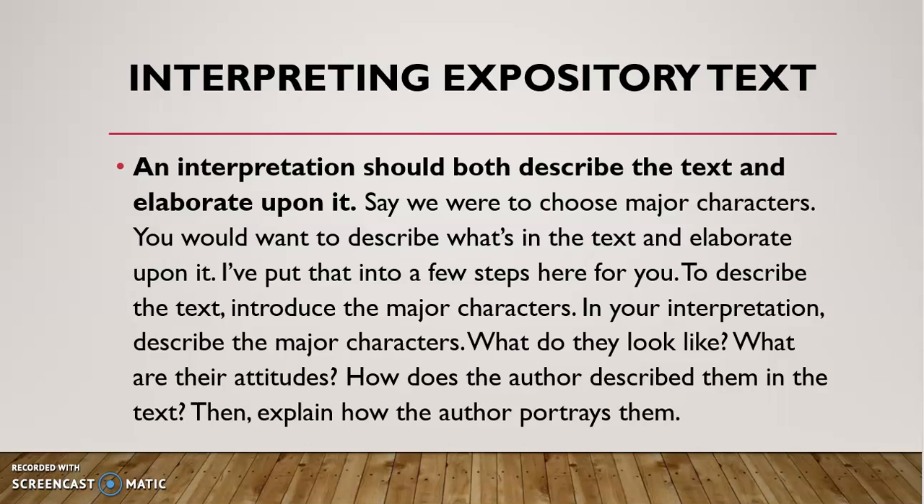An interpretation should both describe the text and elaborate upon the text. Say we were to choose major characters. You will want to describe what's in the text and elaborate upon that. I've put that into a few steps here. To describe the text, introduce the major characters. In your interpretation, you then describe the major characters. What do they look like? What are their attitudes? How does the author describe them in the text? Then you explain how the author portrays them.